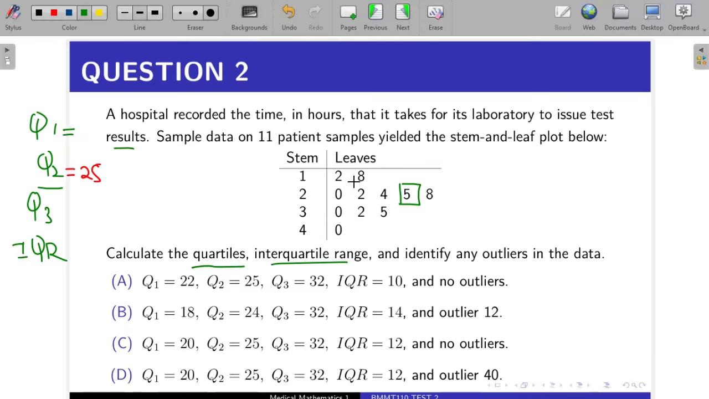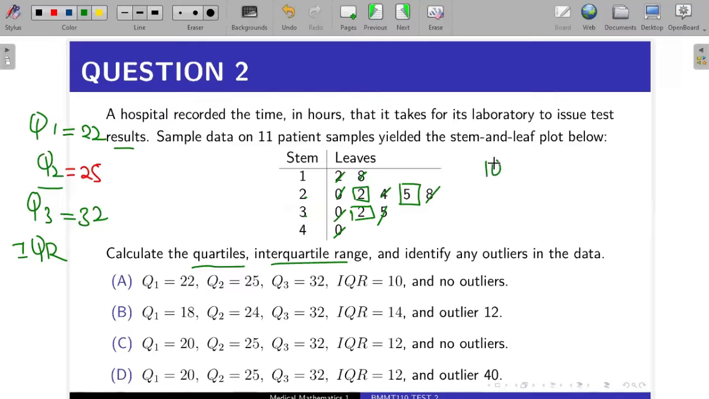So I'll just start canceling again. Cancel 4, cancel 2, cancel 8, cancel 0. So I only remain with 2. This is my Q1, the median of the lower half of the data. So this is 22. So Q1 is 22. And then Q3 is just the median of the upper half of the data. So I cancel 8, 0, 0, 5. I'm remaining with 2 again. So this is 32. So the Q3 is 32. And then what is the interquartile range?